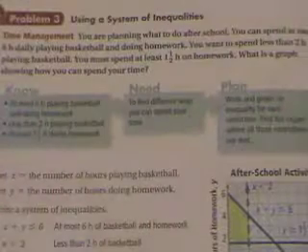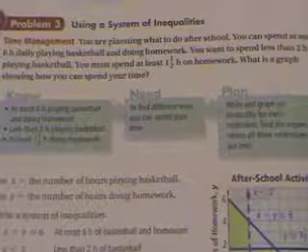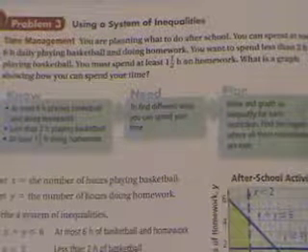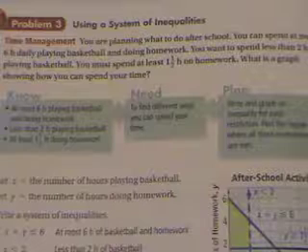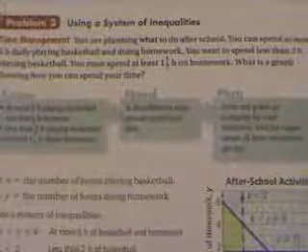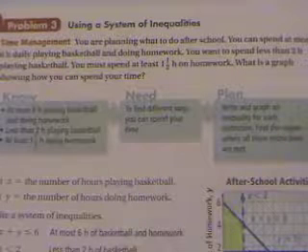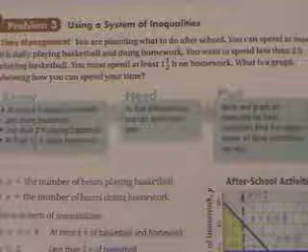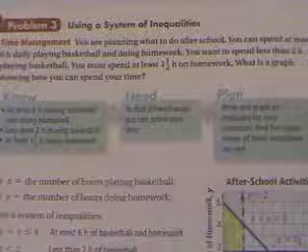So, problem 3, yes, we are skipping right over problem 2. It is not a mistake in the lesson. I'm on page 398. Using a system of inequalities. I think problem 3 is really funny because they've set up that you are planning out your after-school time. You have 3 restrictions, I don't know, one or the other. You have 3 things limiting your after-school time.